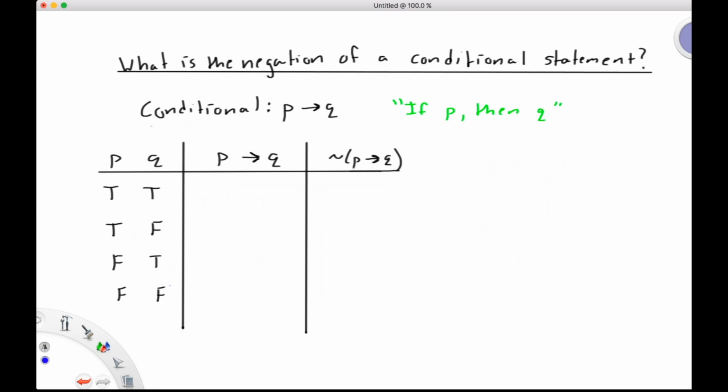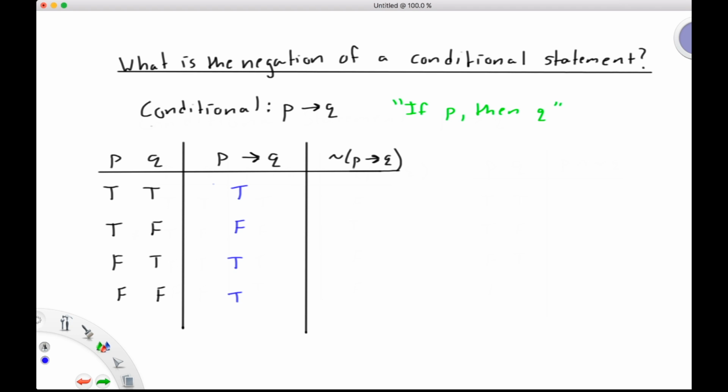A conditional statement is defined so that when P is true and Q is true, P then Q is true. When P is true and Q is false, P then Q is false. And when P is false, no matter what Q is, true or false, P then Q is true. Right, so if we look at these four cases, P then Q, this conditional here, is true, false, true, true.